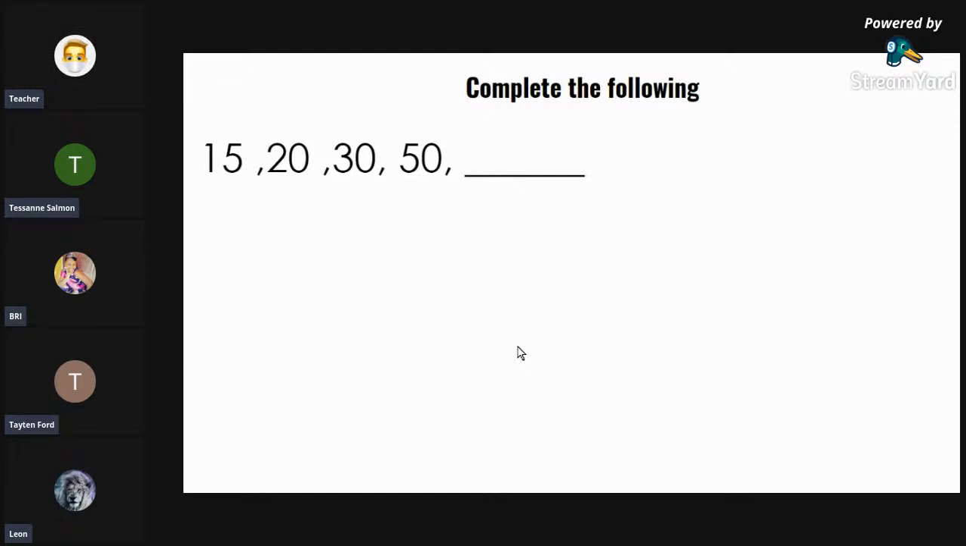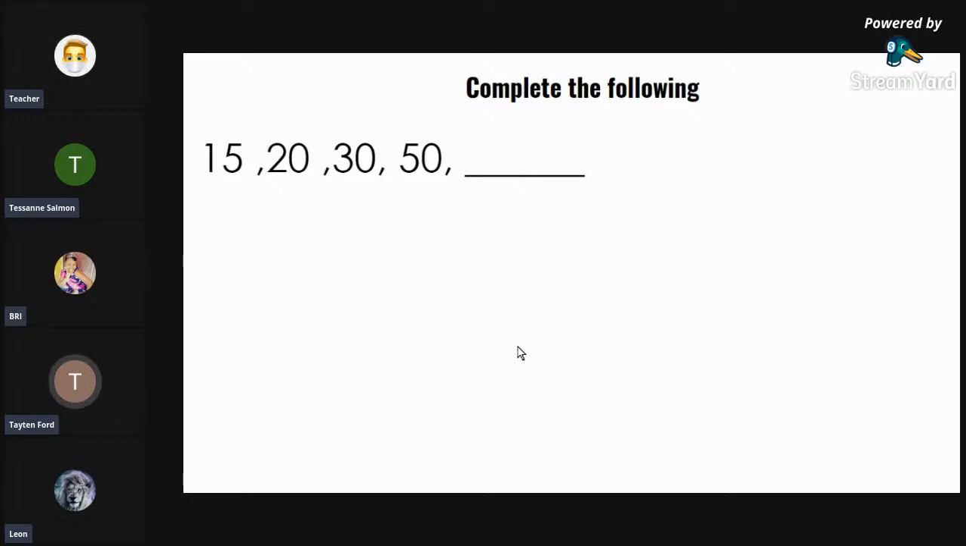Yes, sir. What would it be? Okay, when you multiply 20 by 2, you would get 40. Then take away 10 from 40, you would get 30. Then when you multiply 30 by 2, you would get 60. Then take away 10 from 60, you would get 50.